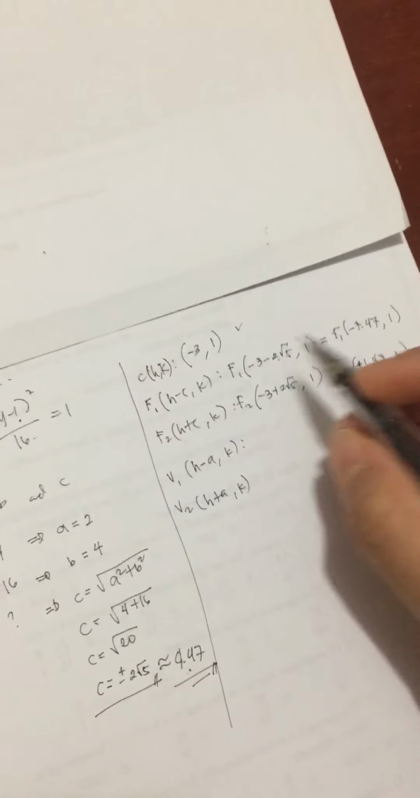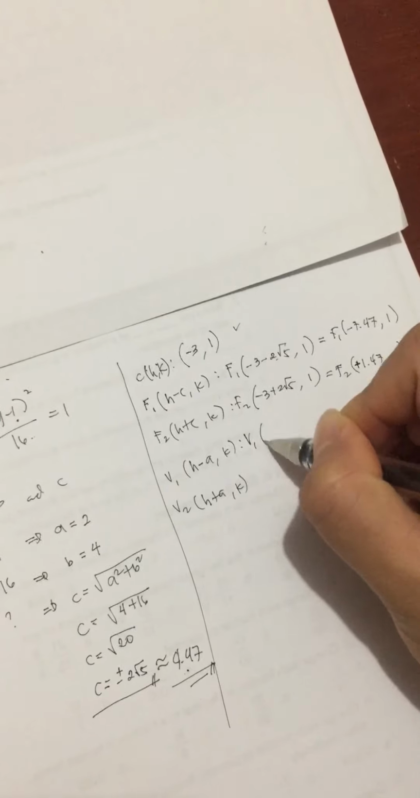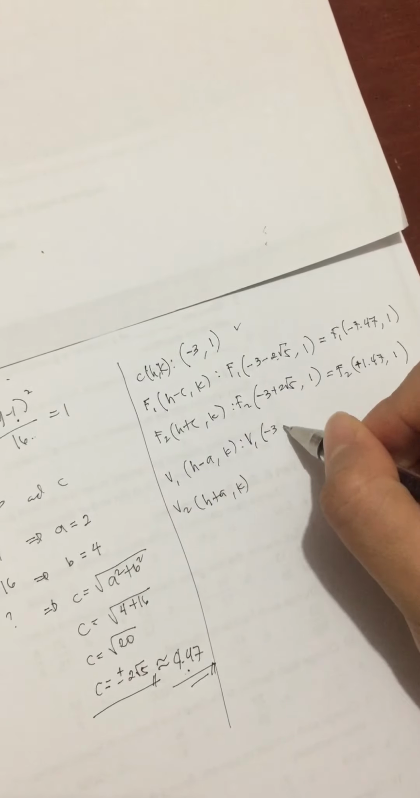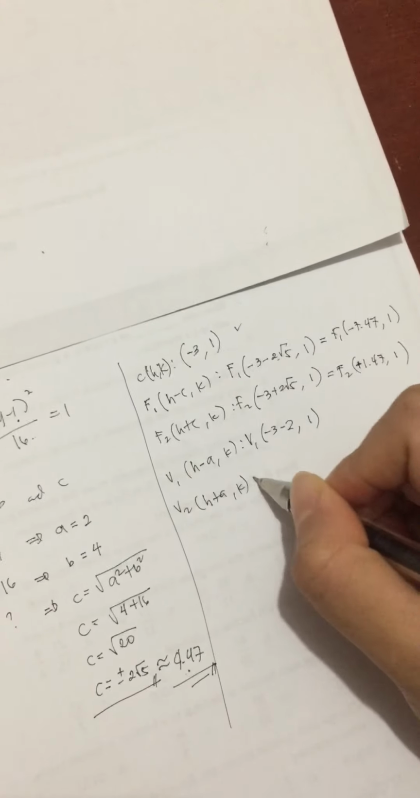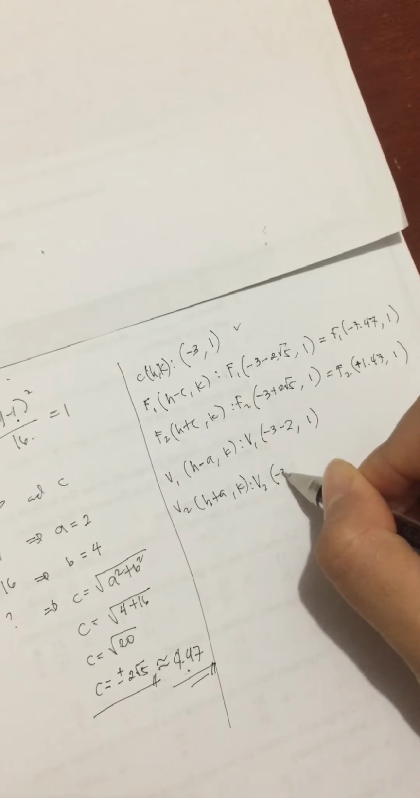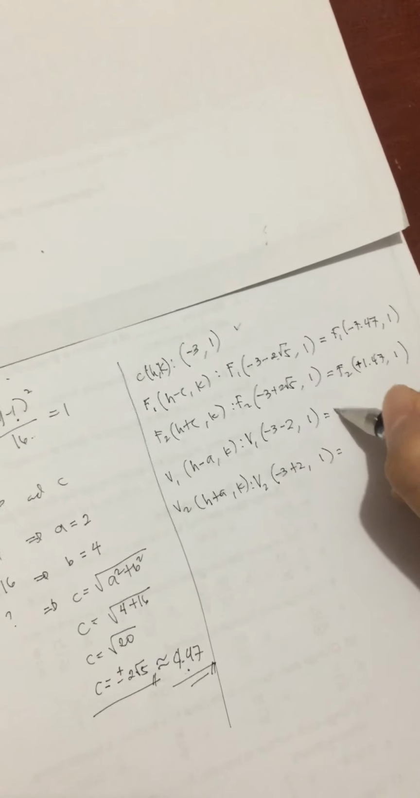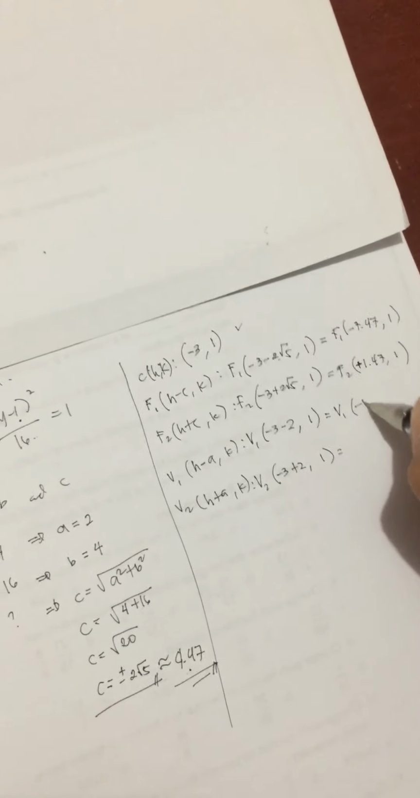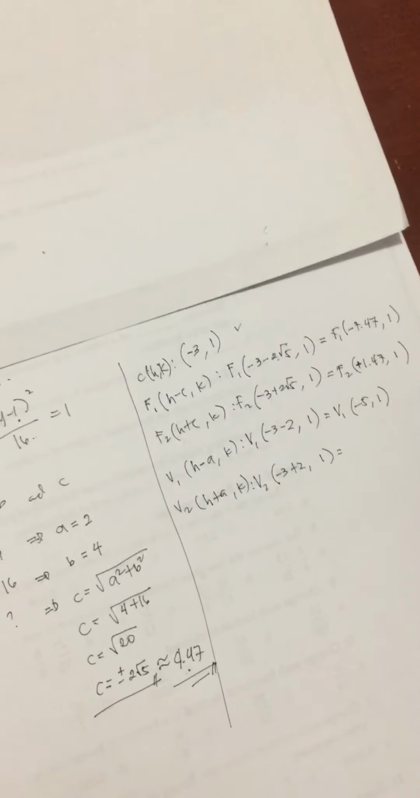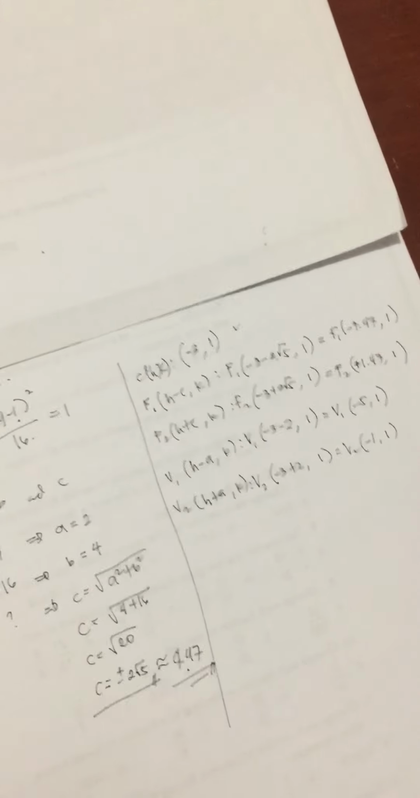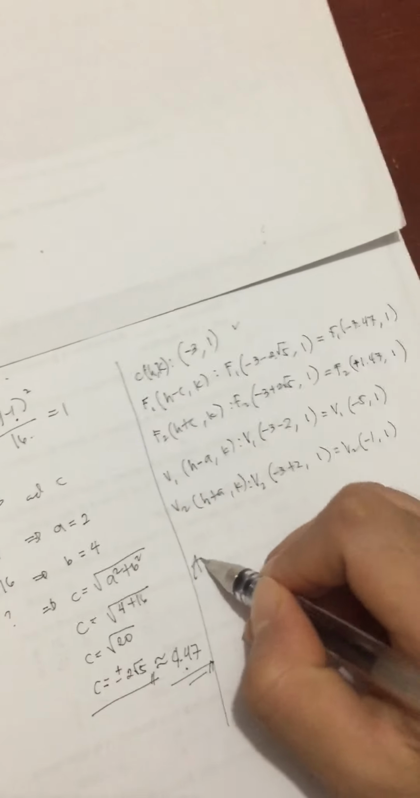Next, vertices. So, our V1 would be, h is negative 3. Our a is 2. So, minus 2, comma 1. V2 would be negative 3 plus 2, comma 1. So, V1 is negative 5, 1. And then our V2 would be negative 1, 1.